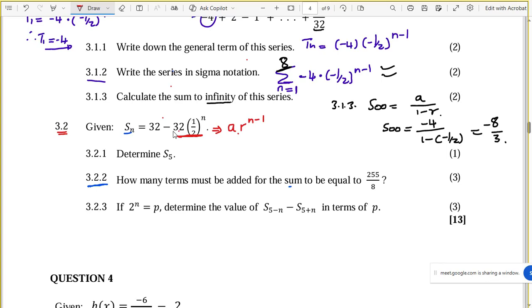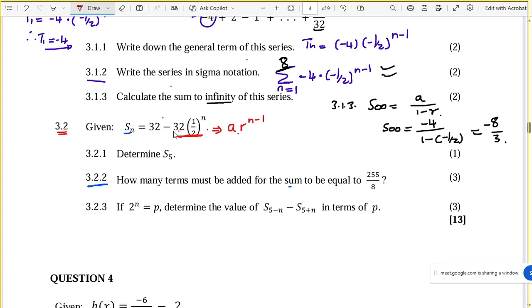Someone was saying something. It's because 32 is the formula. It falls under the formula of Sn. It's not the first term.